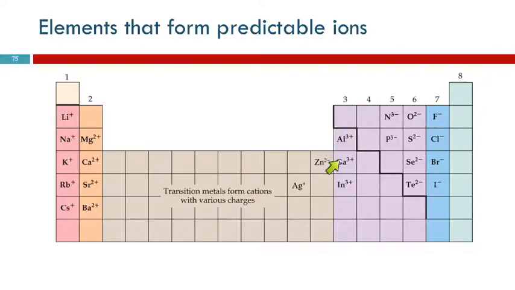And here, aluminum, gallium, indium. These guys have 3 valence electrons. And so they're going to lose those 3 valence electrons and form +3 ions. Any questions?